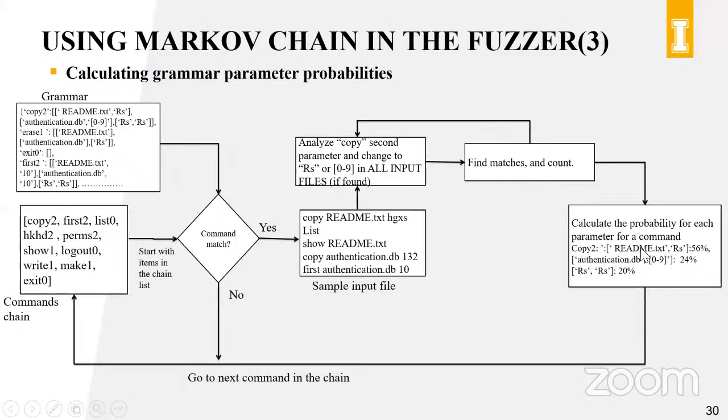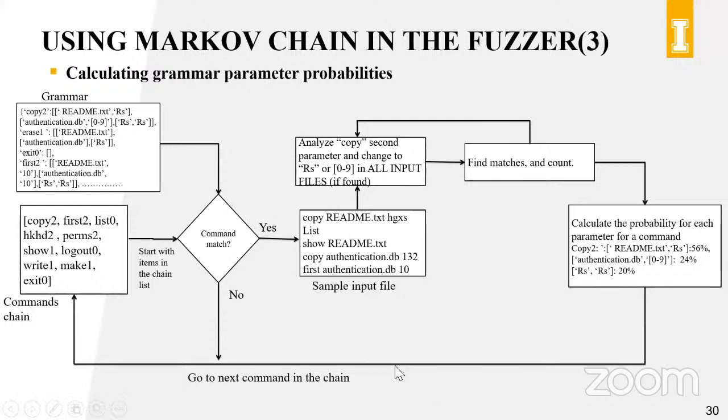So we have copy readme dot 50, for example, 56%, authentication to be 09 is 25%, and a random string at first parameter and random second 20%. After counting, the number of times each parameter occurs is divided by the total number of command occurrences. So we get the percentage, or the probability, for the parameters that occur.